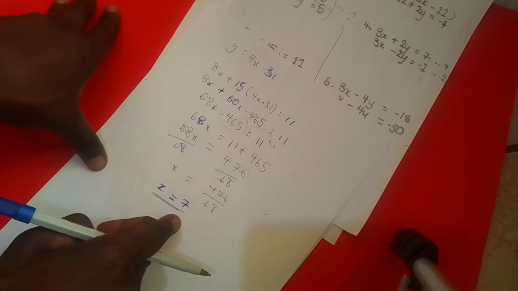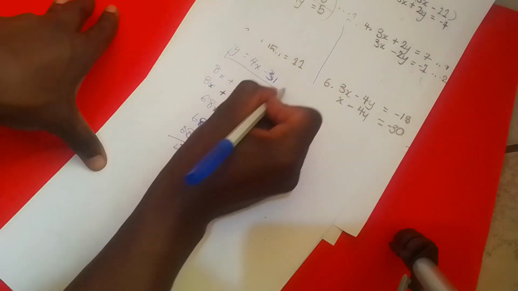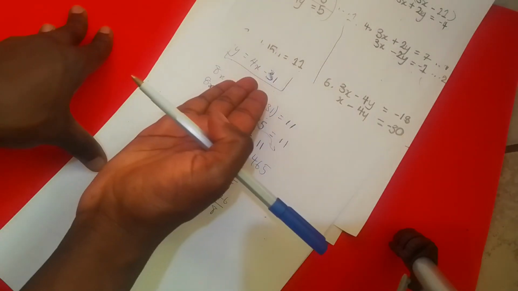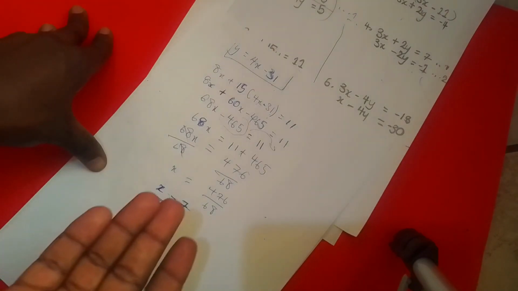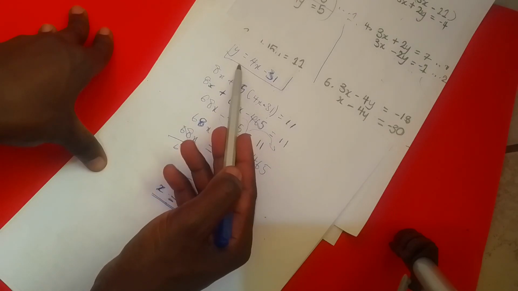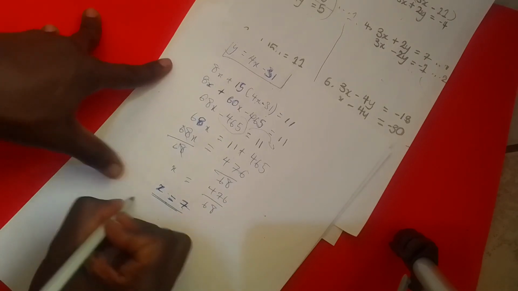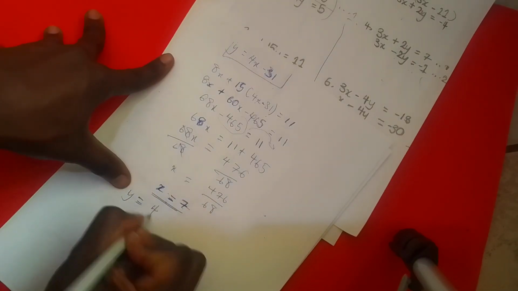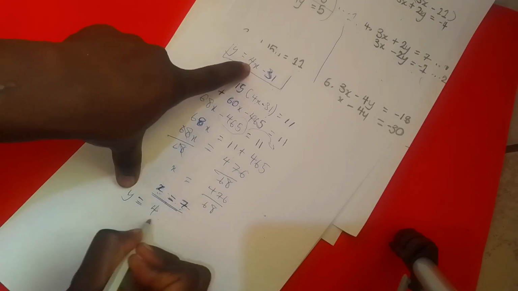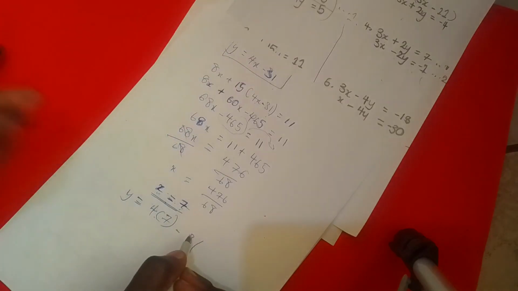And so wherever there is x, we substitute 7 in this equation. This is equation 2, where I made y the subject of the formula. Since I want the value of y, it's now clear because y is said to be equal to 4x minus 31. So since x is equal to 7, we put bracket 7: 4 times 7 minus 31.